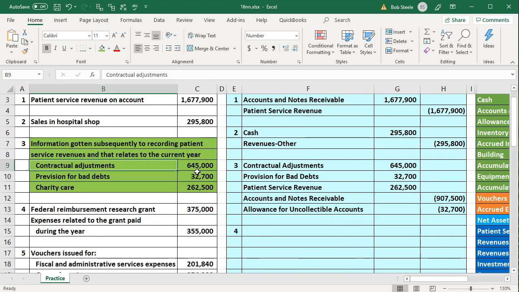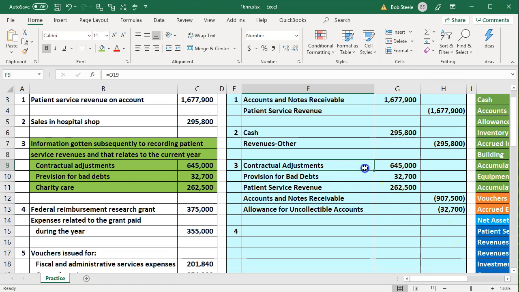If you thought of this as 3 separate journal entries, you would have the contractual adjustments would be a debit to the contractual adjustments account and a credit to accounts receivable. Then you'd have the provision for bad debts, which would be a debit to the provision for bad debts, a credit to accounts receivable. Then you would have the charity care, which would be a debit to patient service revenue, decreasing the revenue, and a credit to accounts payable. And I'm sorry, that second one, provision for bad debts, would be a debit to provision for bad debts, credit to allowance for uncollectible accounts.